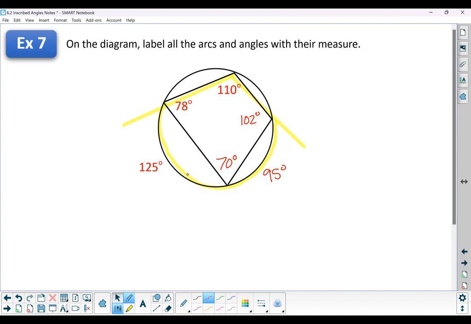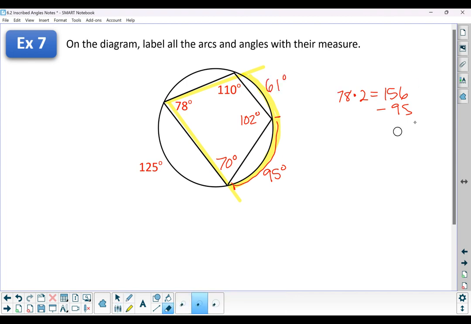Okay, so let's try another one. Let's use the 78 degree angle. Why not? You can see the 78 degree angle intercepts an arc right here. So 78 times 2 gives me 156. But we can see we already have 95 degrees of that arc accounted for. So we'll subtract 95 to get 61. So this arc over here is 61 degrees.